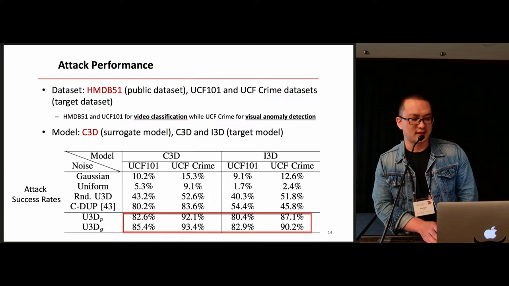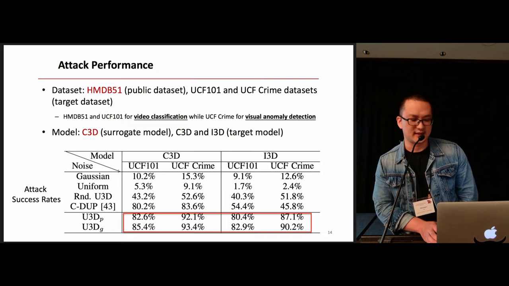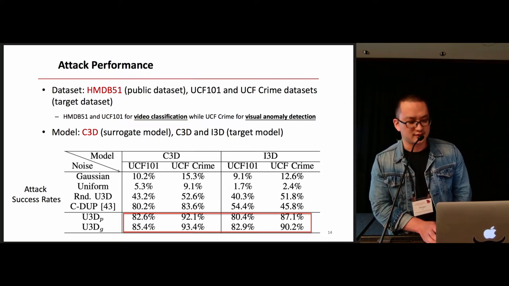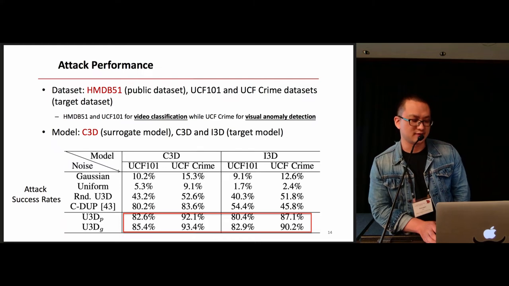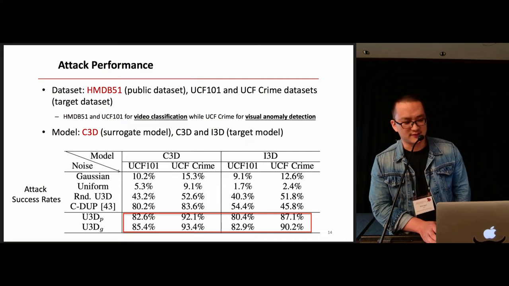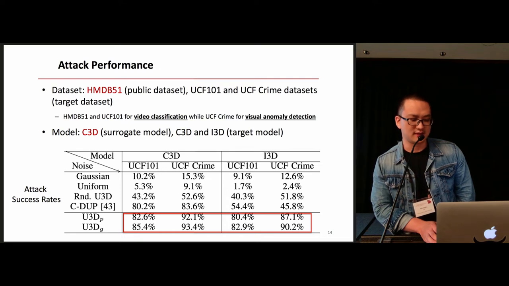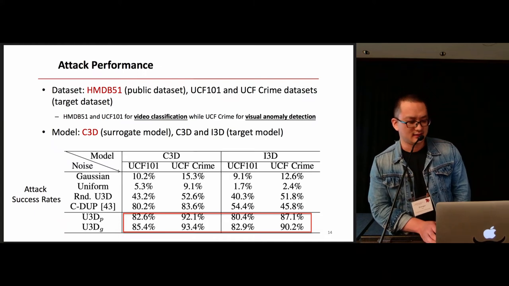For the first part, we use HMDB51 as the public data set, and UCF101 and the UCF Crime data sets for video classification and anomaly detection respectively. We will use the C3D as the target model, and the C3D and S3D as the target models. We also choose Gaussian noise, uniform noise, and U3D noise with randomly picked parameters. Besides, we also choose the previous baseline, CDUP, the previous NDSS paper. You can see from the table that our attack can achieve a higher attack success rate, about 80% success rate.